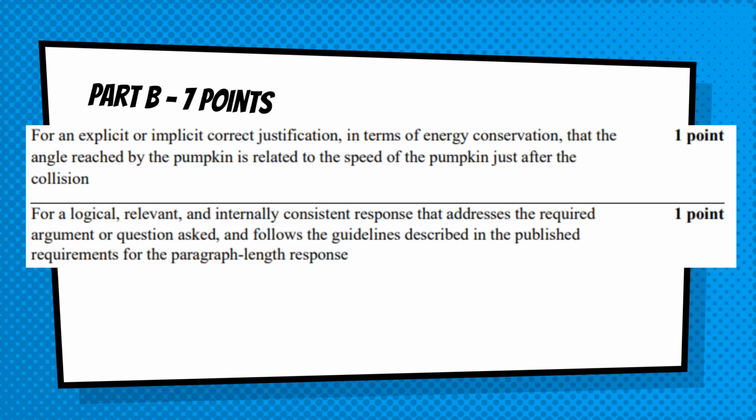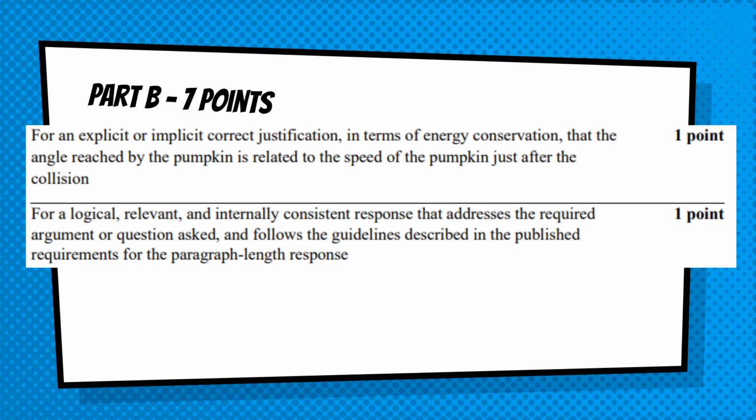You can't just tell me that it's faster so it goes higher. You need to explain that because it's faster here, that means it has more kinetic energy, which means it's going to have more gravitational potential energy, or it can do more work, however you want to phrase that, depending on how you define your system. Okay, but that's how they get that point. So 1 point for that.